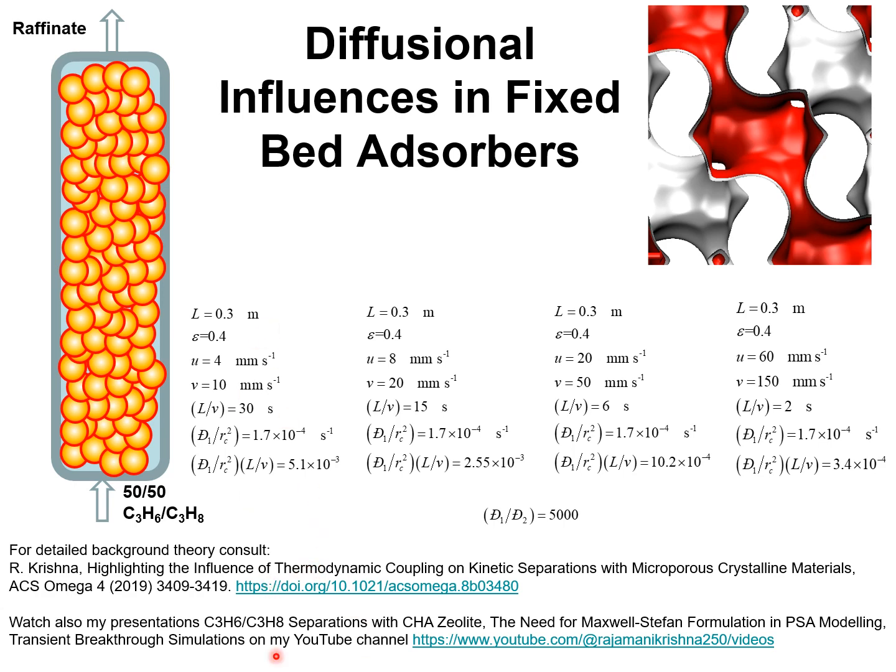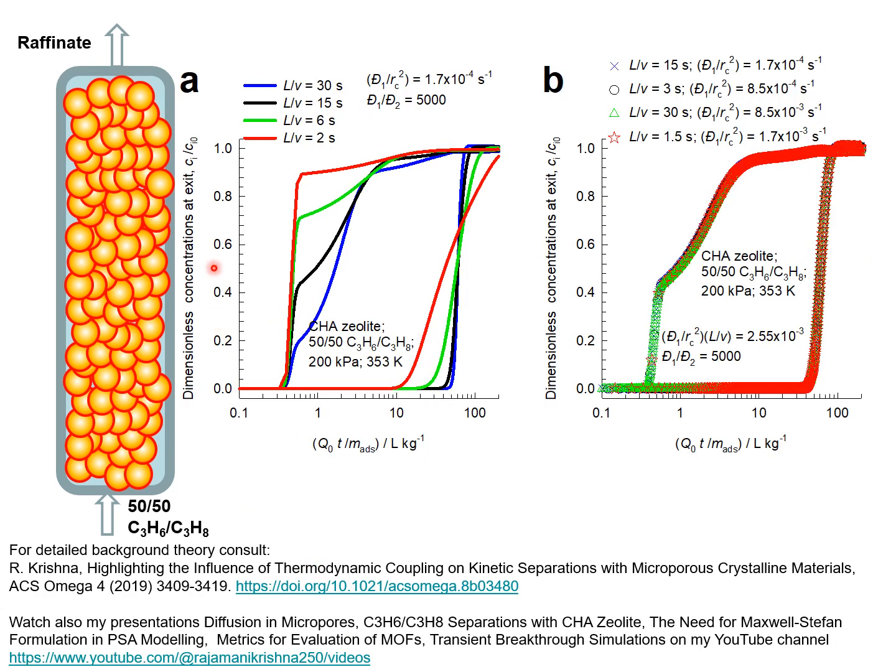Let's look at the simulation results. The transient breakthrough data for the 4 sets of simulations are shown here. The diffusional effects are stronger for the case in which the contact time is the shortest, because the penetration of the gas components into the crystals of chabasite zeolite is shallower if the contact time is smaller.